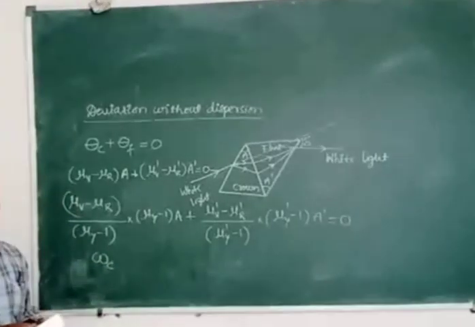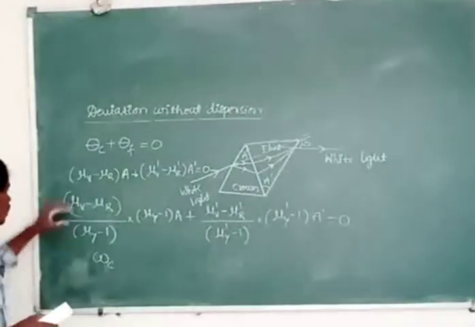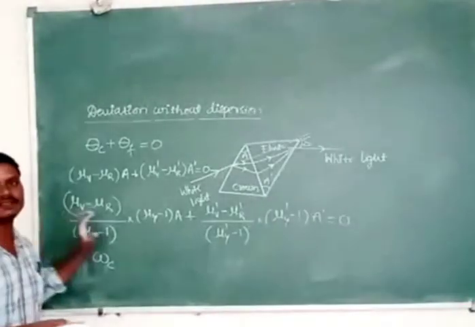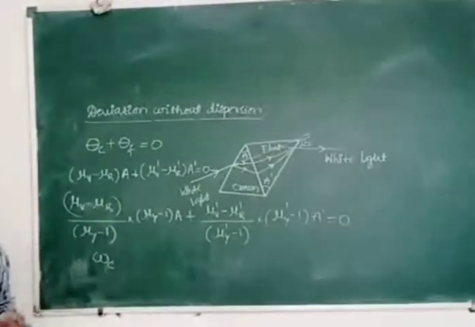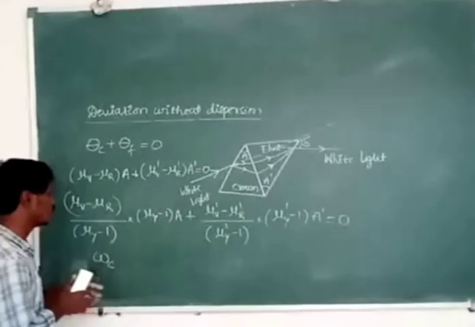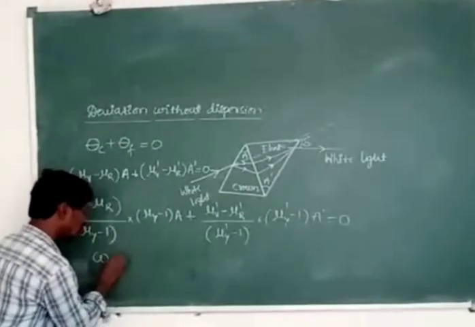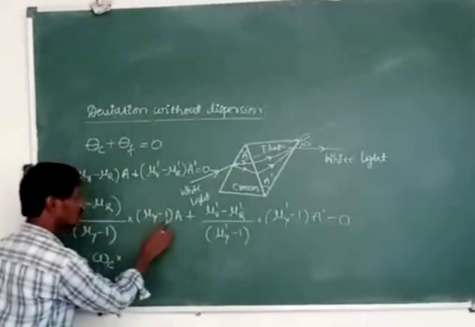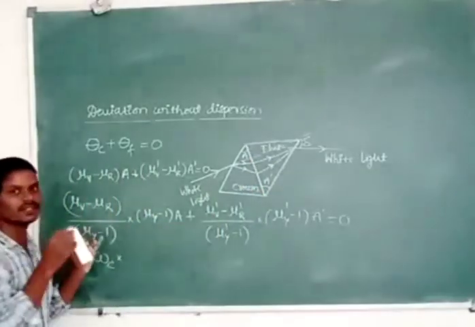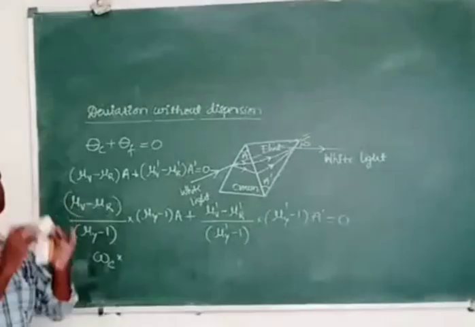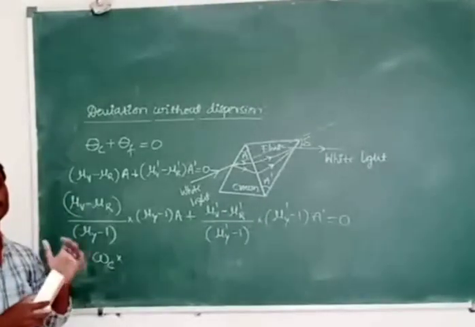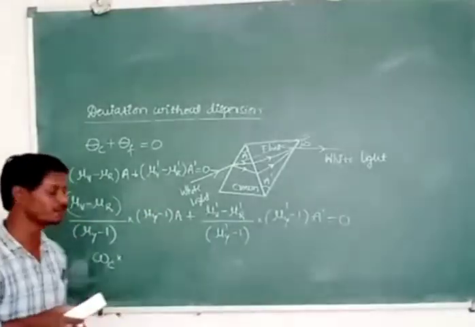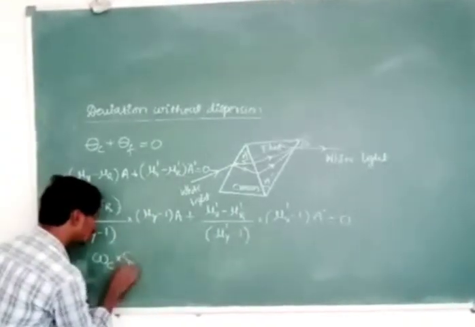Already you know the formula for dispersive power: angular dispersion divided by the mean deviation of the angle of the prism. So omega_C into the deviation produced by the crown glass, that is (mu_Y − 1) into A. Always we are going to take the mean of those two colors. What are those colors? Red and violet. What is the mean of the red and violet here? That is yellow.